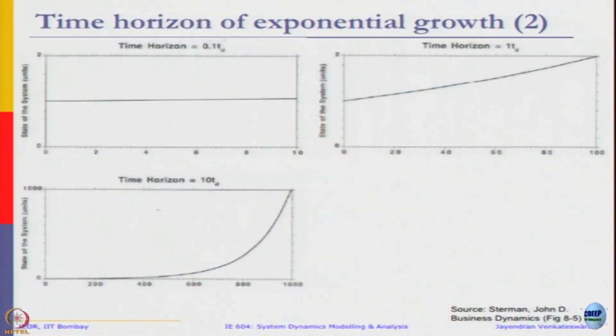So if g is very small, then I am going to get a much longer doubling time. Suppose the horizon is 10 times your TD, then you can start to perceive some exponential growth, which is shown here. But even then, observe what is happening on the x-axis. The x-axis also changes with that time horizon, 0 to 10, then 0 to 100 time units, now 0 to 1000 time units when you start to perceive it.